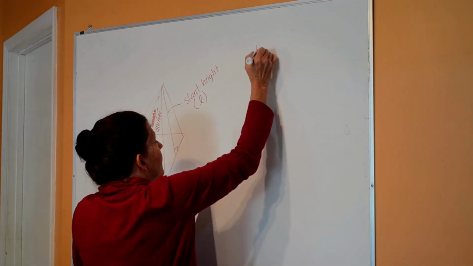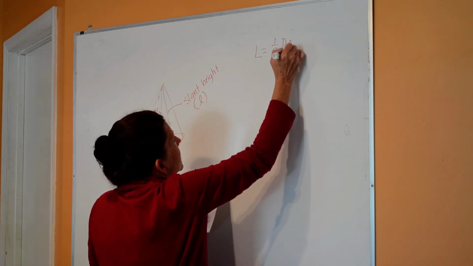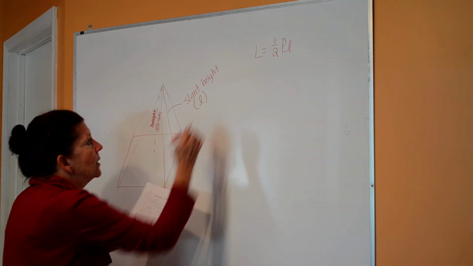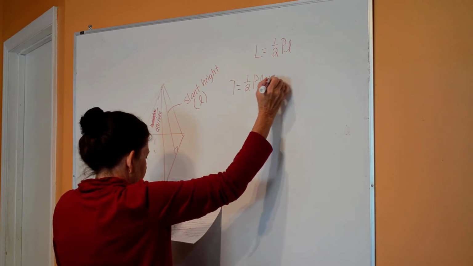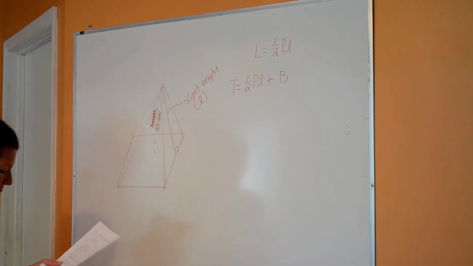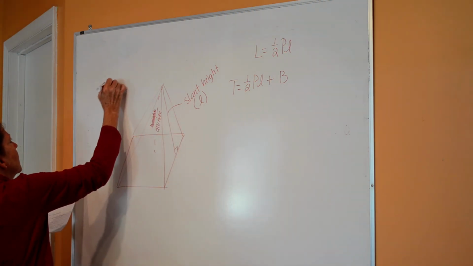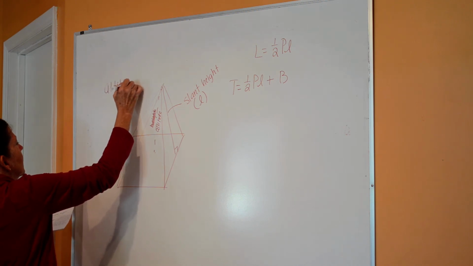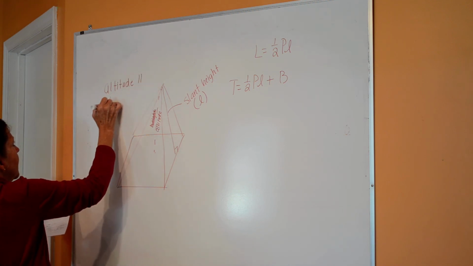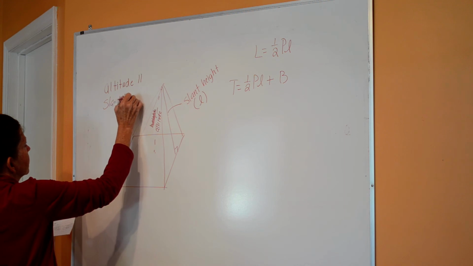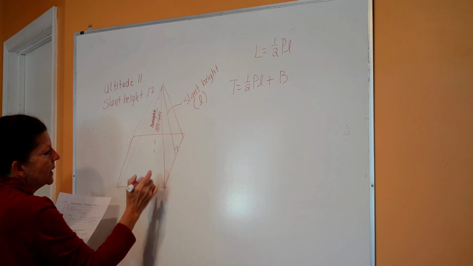Okay, the lateral area, or the distance around the side of this, is going to be 1/2 the perimeter times the slant height. The total area will be the lateral area plus the area of the base, depending on what the base dimensions are. Let's say this has an altitude of 11, and it has a slant height of 12, okay?